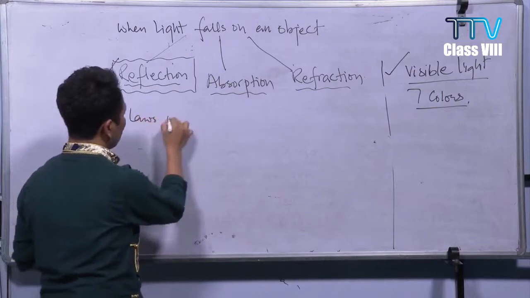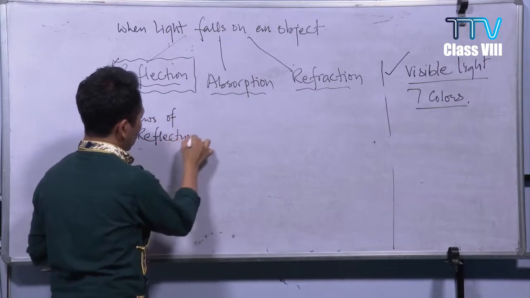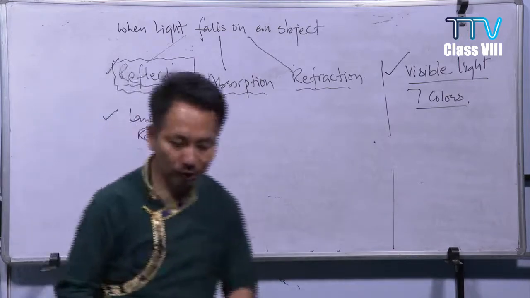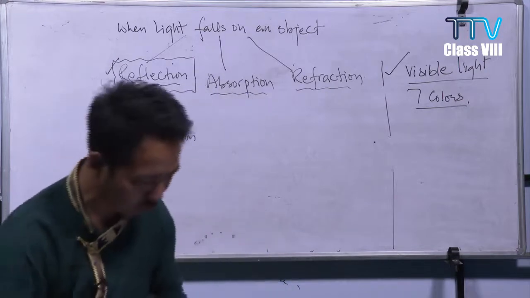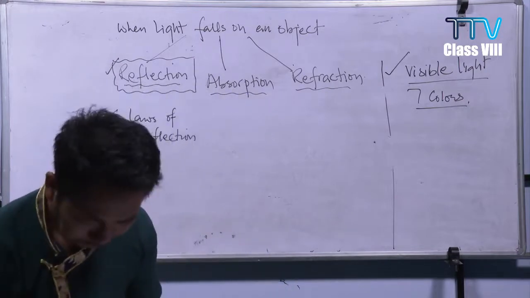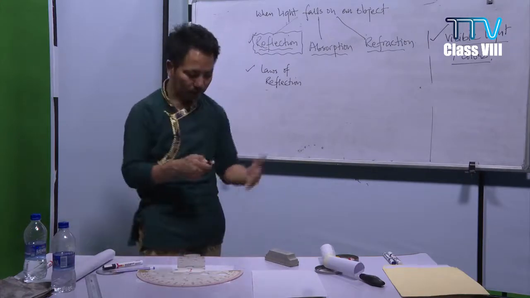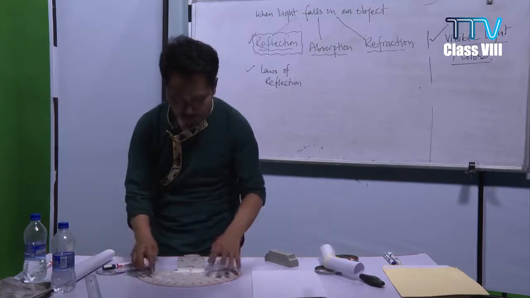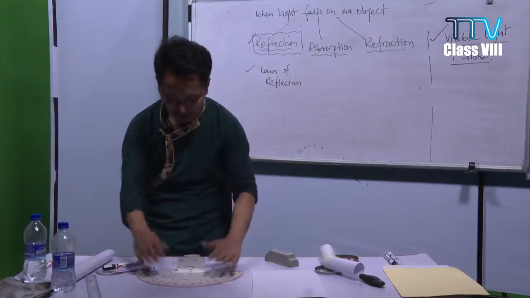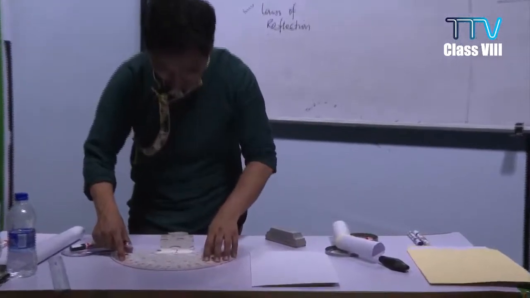Laws of reflection. We will do an activity. I've got a laser. Okay, so this is a mirror, and we have a protractor to measure the angle.